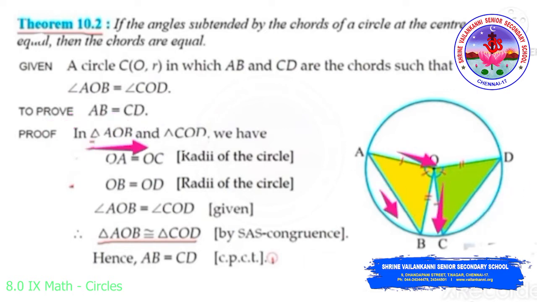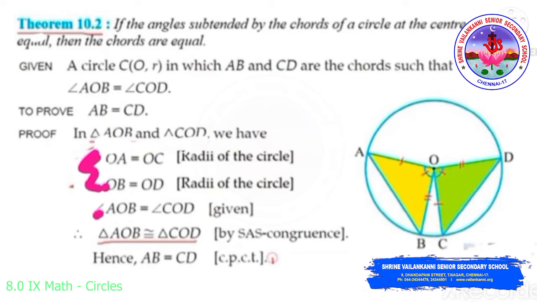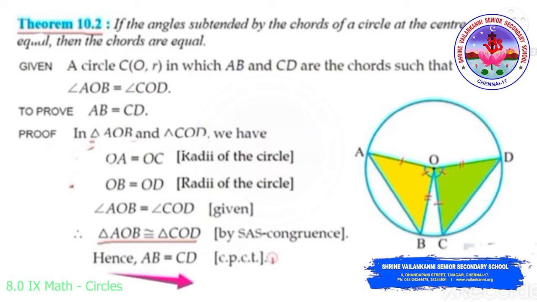Consider triangle AOB and triangle COD. We have OA is equal to OC, radii of the circle, OB is equal to OD, radii of the circle, and it is given angle AOB is equal to angle COD. We got two sides and the angle included between these two sides equal. So by SAS congruence, triangle AOB is congruent to triangle COD. Hence AB is equal to CD by CPCT.